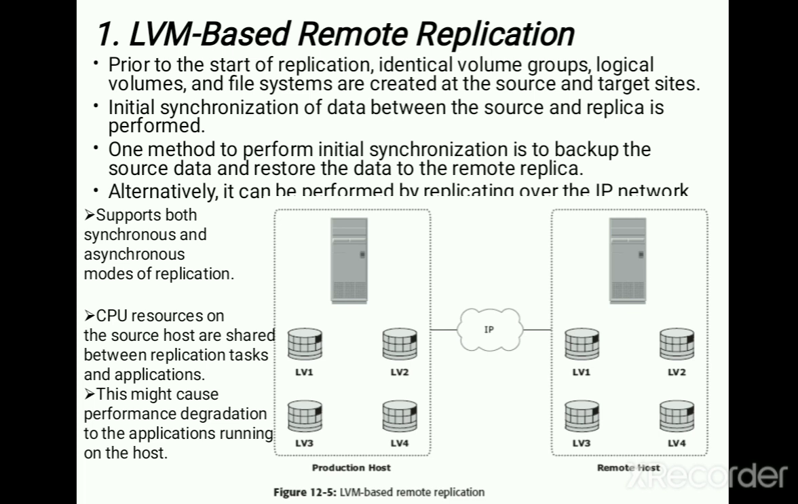So moving on to the next one, the first one we'll study is logical volume manager based remote replication. Here, before we start the replication, identical volume groups, logical volumes and file systems are created at the remote site, that is the target site. So the initial synchronization is done between the source and the replica. One method to perform this initial synchronization is to back up the source data and restore the data at the remote replica, and the data can also be replicated via the IP network.